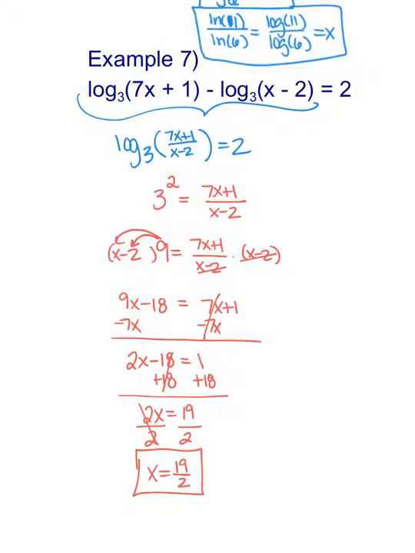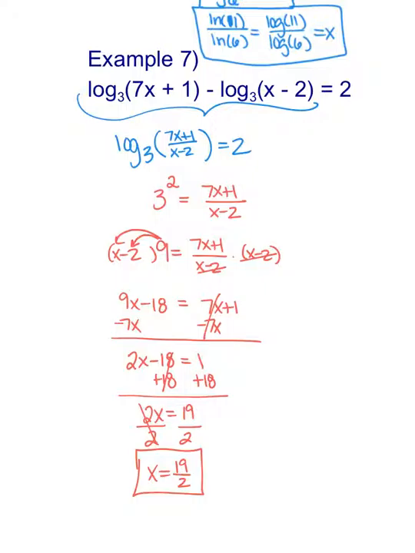So when I plug in 19 halves to my first one, I have 7 times 19 halves, which is a positive number, plus 1. That'll be positive. And then if I plug in 19 halves to the x minus 2 expression, I have 19 halves minus 2. And since 19 halves is greater than 2, I know that I'm not going to get a negative number there either. So I'm going to be all set.